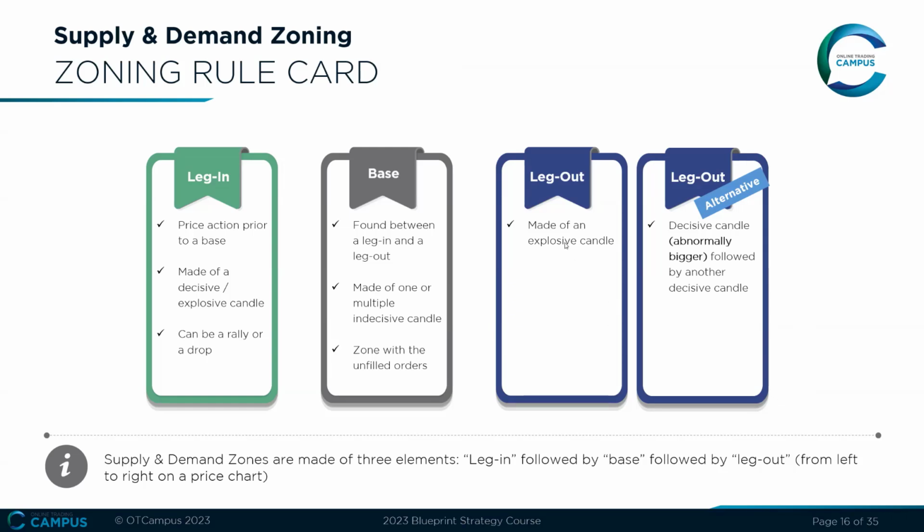As it comes to the leg out, we can make it very easy. Well, the more explosive, the better. However, it doesn't necessarily have to be explosive. It can be decisive only if the candle is also abnormally bigger than the surrounding candles, and if it's followed by at least one more decisive candle.